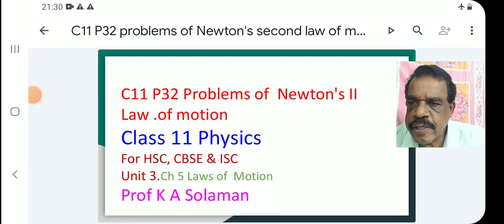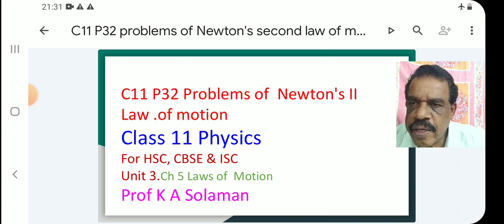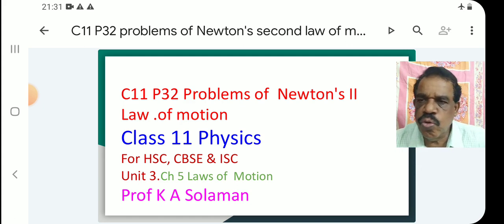Class 11 physics for HSC, CBSE and ISC students. Chapter 5 laws of motion we are continuing, and today we see some problems of Newton's second law of motion. Some problems relating Newton's second law of motion.